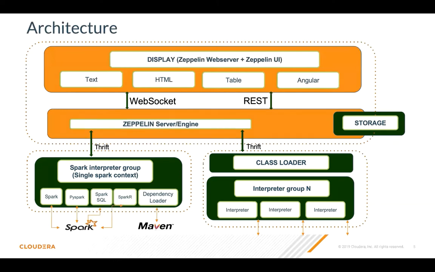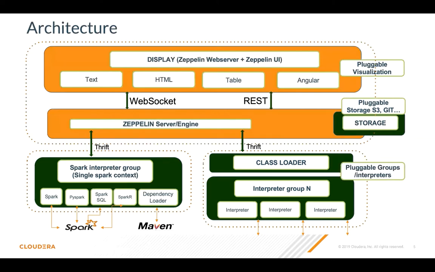All these interpreters share the same single Spark context, so the collaboration between them and the resource sharing will be very easy among them. So the main advantage of this architecture is the visualization is not limited to the built-in visualization techniques. You can plug in a new visualization. You can plug and use various storage backends like S3, Azure, Git. Your interpreter groups are also pluggable. You can write your own or use any of the available community interpreters.